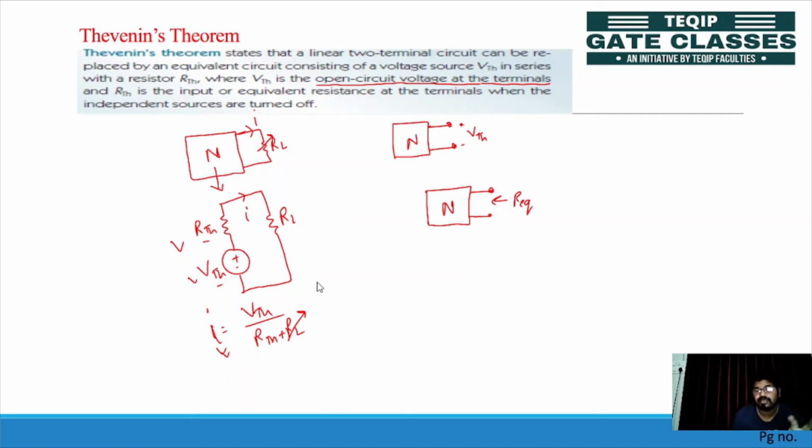And the maximum power transfer theorem is applicable for amplification. When you have to draw maximum power for any application, then the maximum power transfer theorem will be applicable. So in amplifiers, you can apply the maximum power transfer theorem.